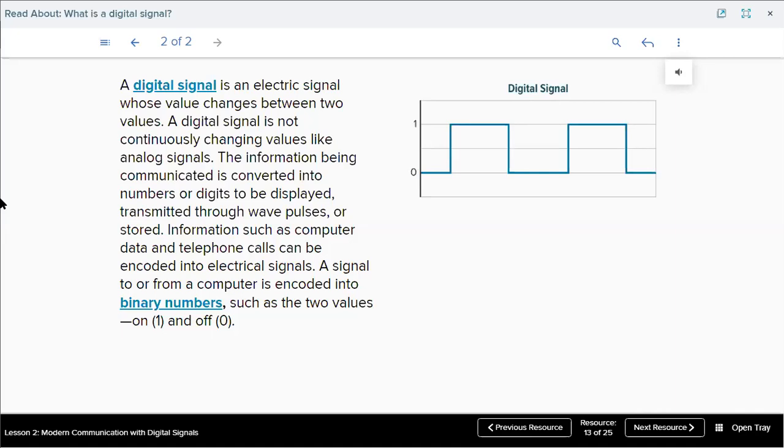A signal to or from a computer is encoded into binary numbers, such as the two values on, 1, and off, 0. So two numbers, okay, such as the two values on 1 and off 0. Okay, thanks.